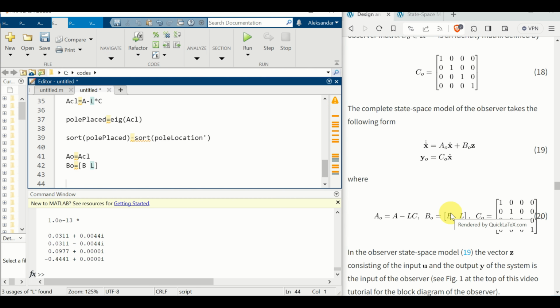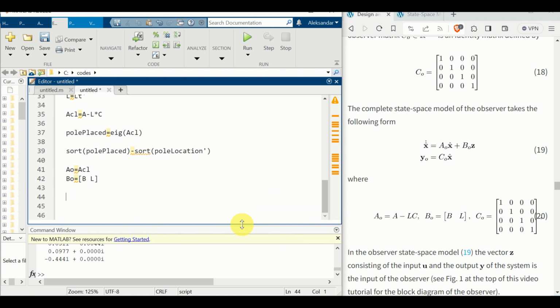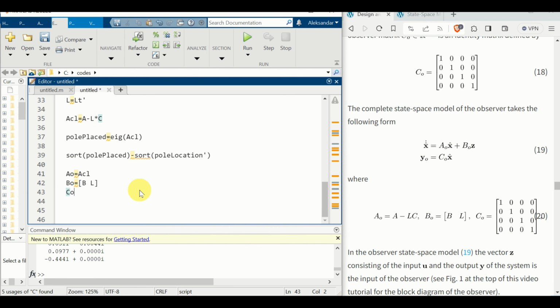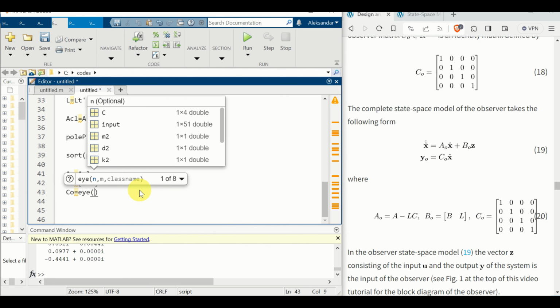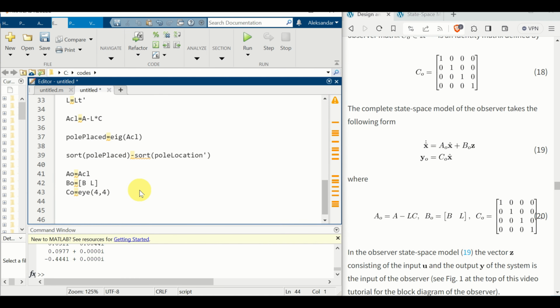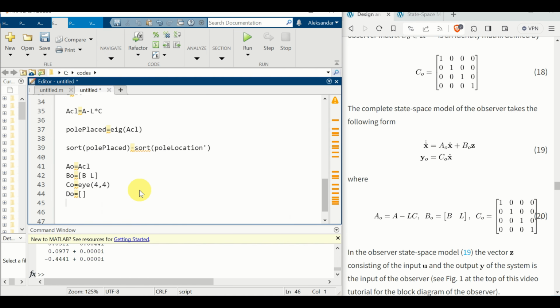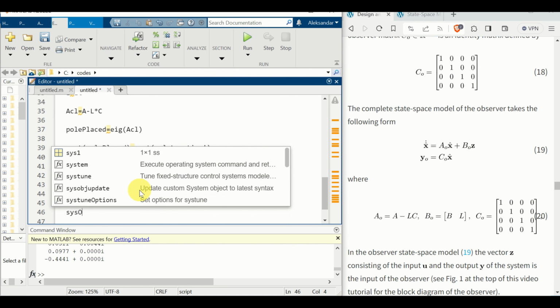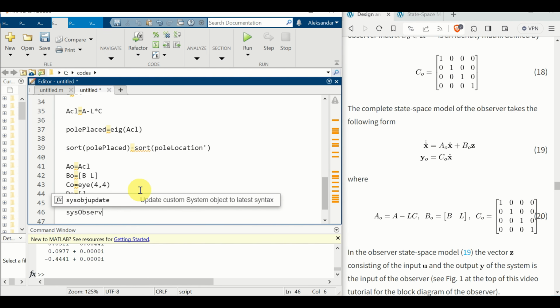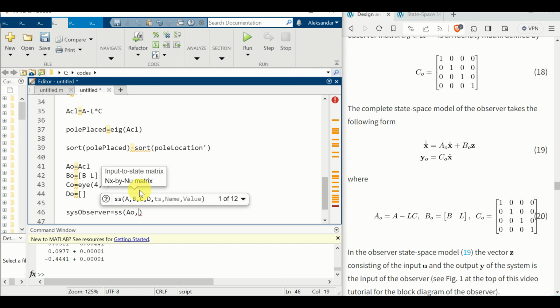This is a block matrix, keep in mind that. Then, let's go further. What's the C observer? C observer is simple identity matrix. D observer is an empty matrix. Let's define our observer. Sys, let's call it observer. And it's equal to the state space model, and we just specify it: A observer, B observer, C observer, and D observer.